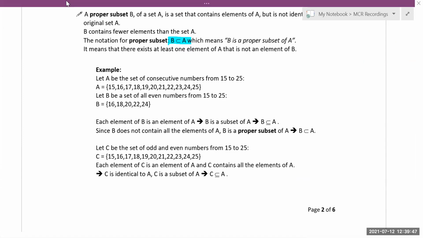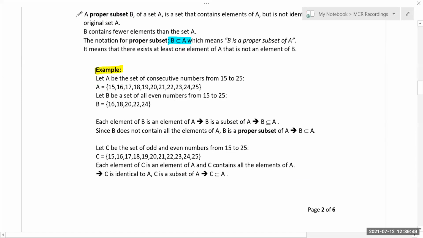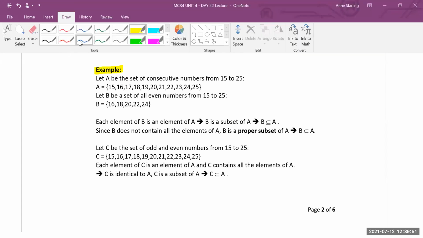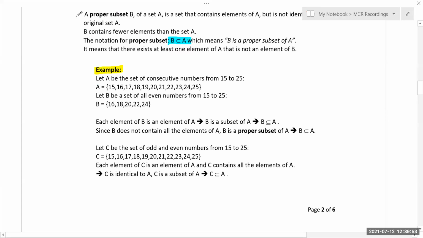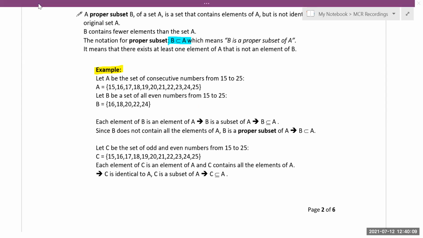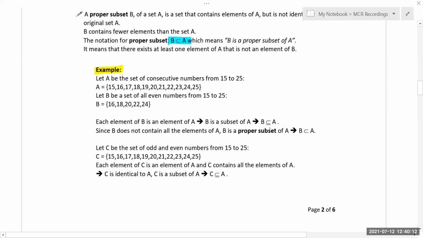So down here under these examples, let A be the set of all the numbers from 15 to 25. So 15, 16, 17, all the way to 25, for example. And then we have over here, B is all the even numbers. So each element of B is included in A, therefore B is less than or equal to A. It's also a proper subset, so you could say proper subset. So you could say both.